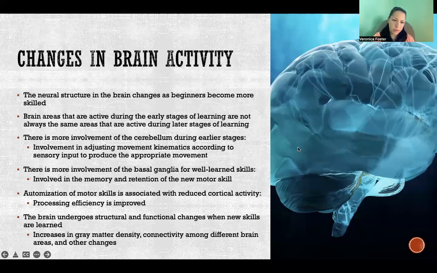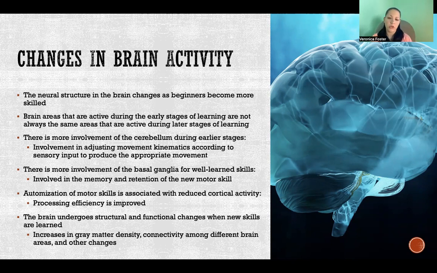Changes in brain activity. So the neural structure in the brain changes as beginners become more skilled with practice over time. So brain areas that are active during early stages of learning are not always the same areas that are active during later stages. So as we learn skills, the responsibility of executing those skills sometimes transfers from one area of the brain to another to some extent.